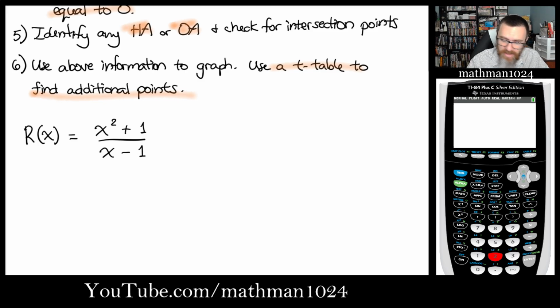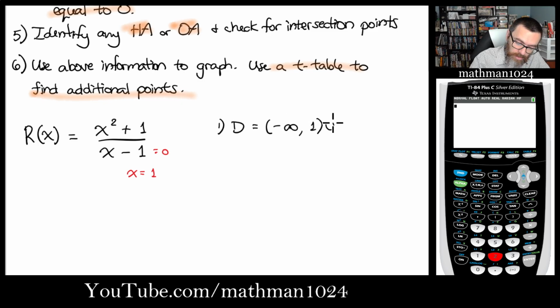But we want to identify the domain. So remember, the domain will be all real numbers unless it's a value that makes the denominator equal 0. So we can see from down here, if we were to let this equal 0, that means x equals 1 is going to be that restricted value. So for step 1, my domain is going to be all real numbers except for 1.